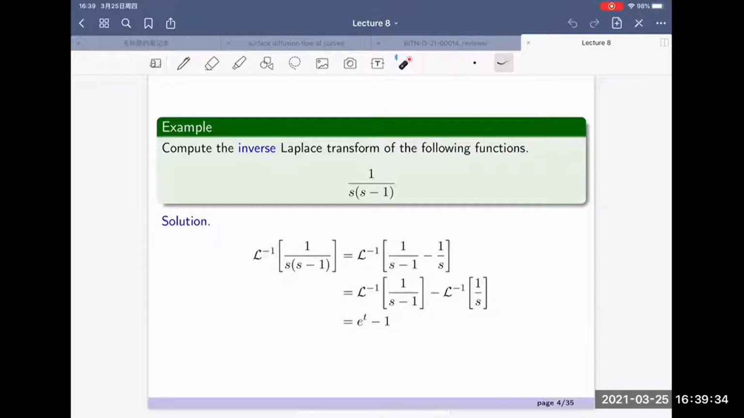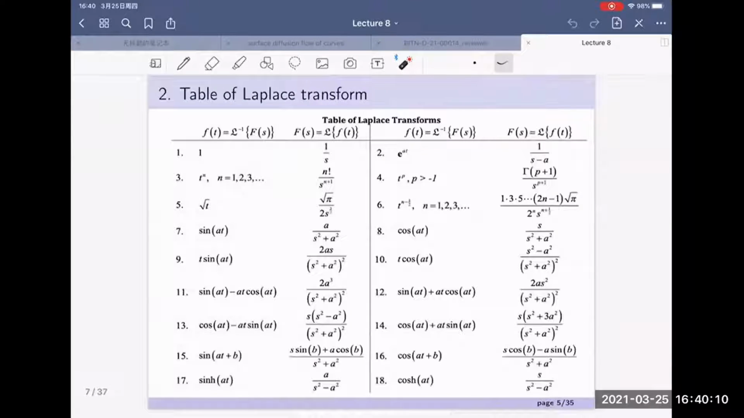And for simpler functions, you are able to calculate the inverse Laplace transform, either from the basic definition, where you want to find a function whose Laplace transform equals this, but the inverse Laplace transform doesn't have this formula. So to compute the inverse Laplace transform, you need to look at the table. This is a simpler function, right? This is 1 over s minus 1. This is 1 over s. Okay. You look at the table of Laplace transforms, and this is in the lecture notes.